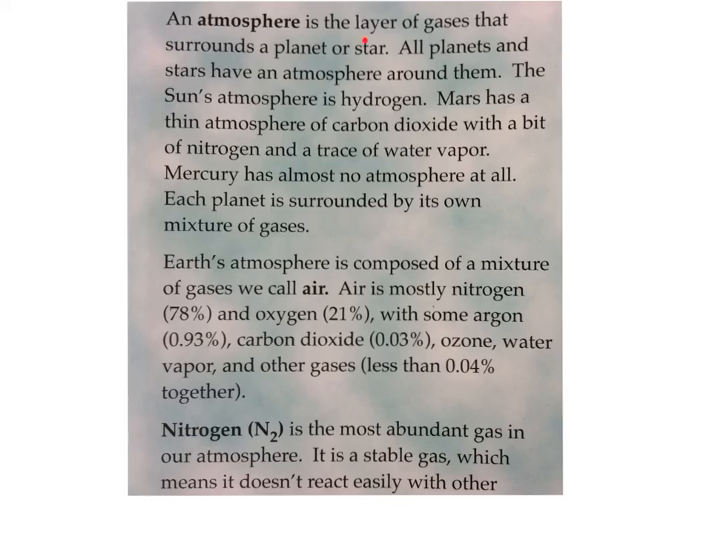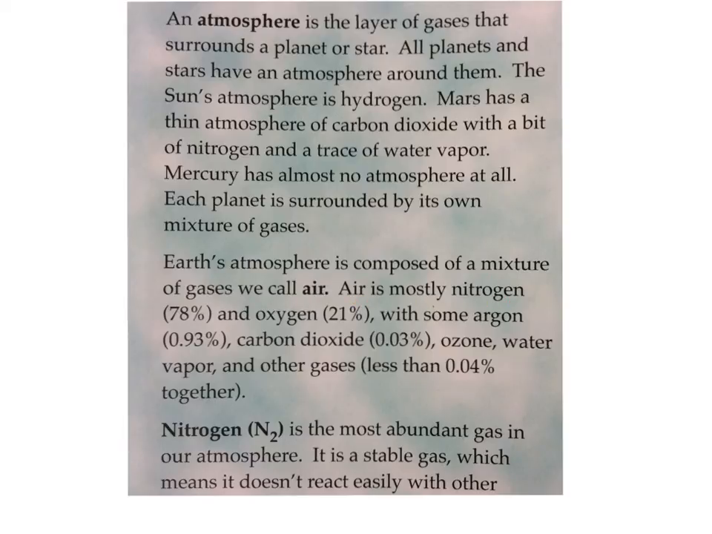An atmosphere is the layer of gases that surrounds a planet or star. All planets and stars have an atmosphere around them. The sun's atmosphere is hydrogen. Mars has a thin atmosphere of carbon dioxide with a bit of nitrogen and a trace of water vapor. Mercury has almost no atmosphere at all. Each planet is surrounded by its own mixture of gases. Earth's atmosphere is composed of a mixture of gases we call air.